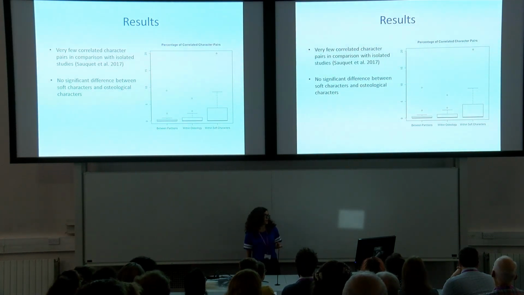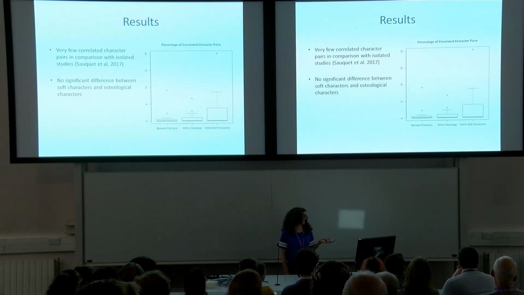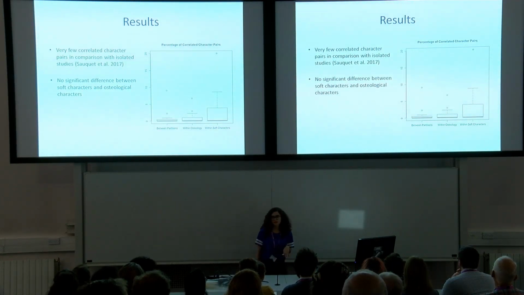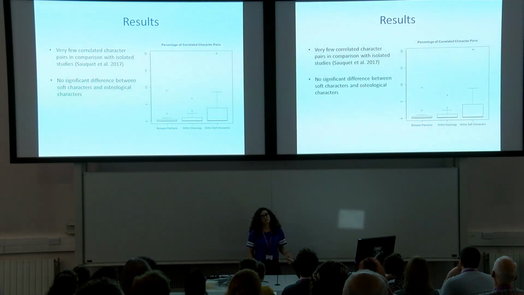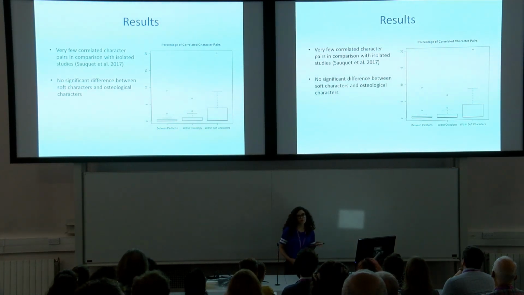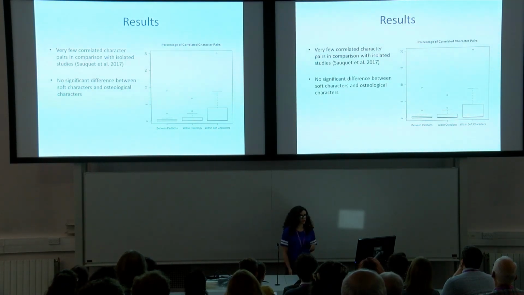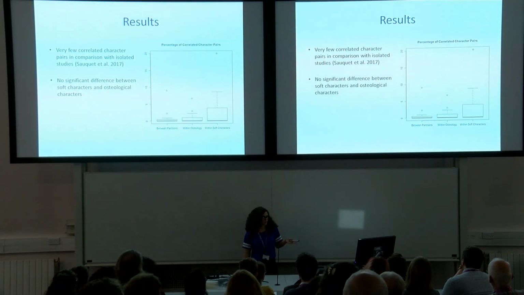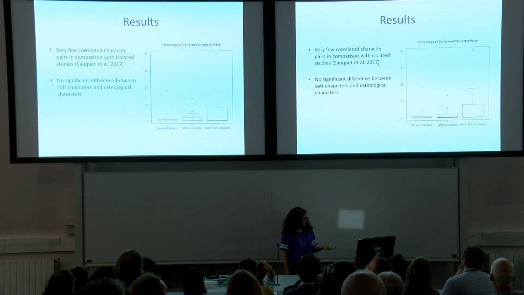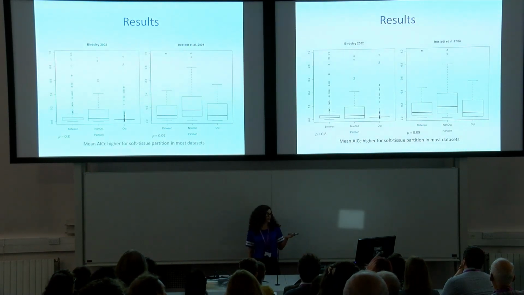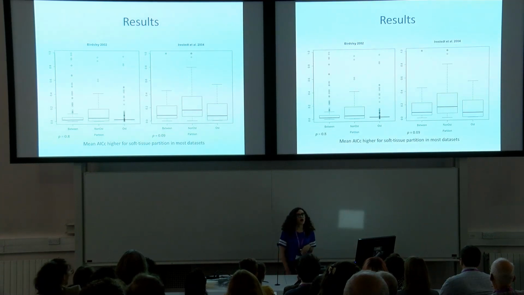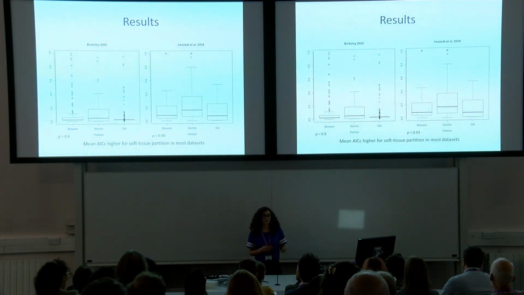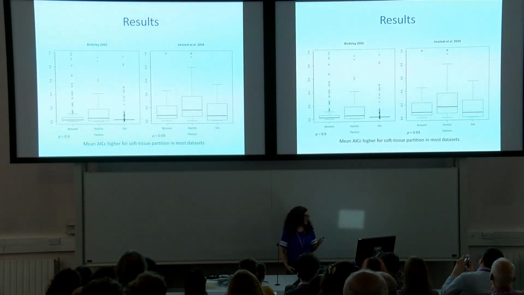So I found very few correlated character pairs in my meta-analysis in comparison with similar isolated studies that used very similar methods to mine. In some of my data sets, there were 0 correlated character pairs either in one or in both partitions. And I also found no significant difference between soft characters and osteological characters. There does appear to be slightly more for soft characters, but this wasn't significant. In terms of within my data sets, looking at the mean AICC value, there were some significant differences in some data sets between non-osteology and osteological data, but there was no overall consistent pattern of one partition being more correlated than the other.